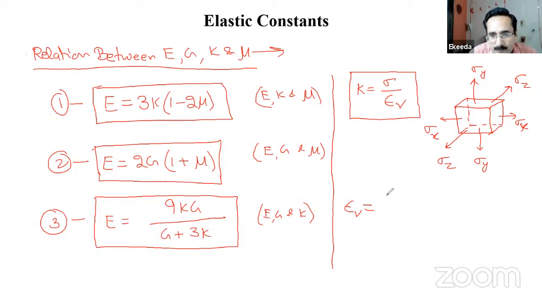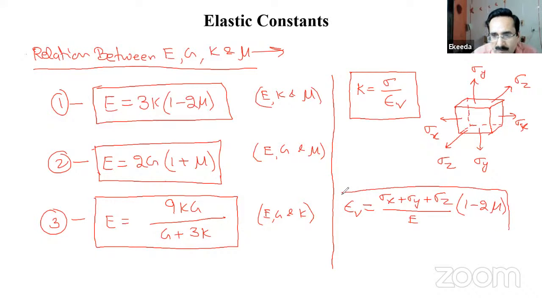So that is equal to (sigma x plus sigma y plus sigma z) by E times (1 minus 2 mu), right? So you have to remember this also. Wherever required, we will use this equation also. So this is the fourth equation.